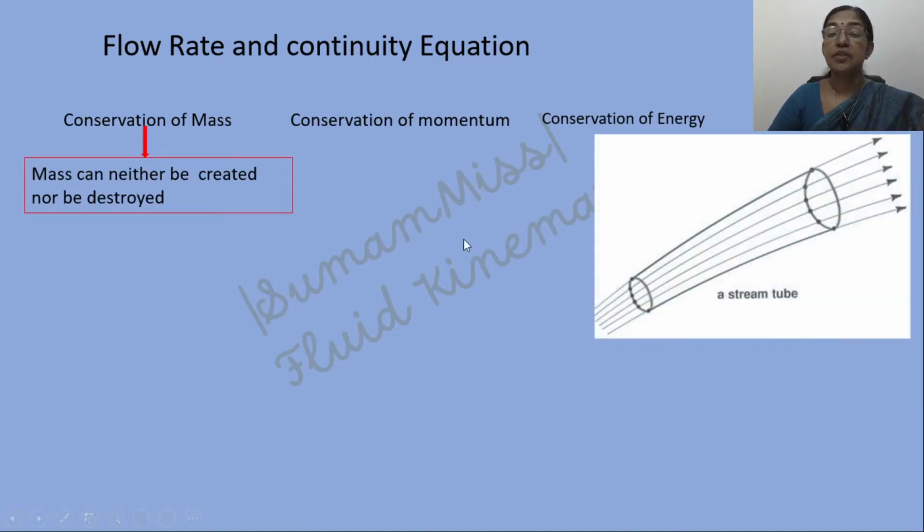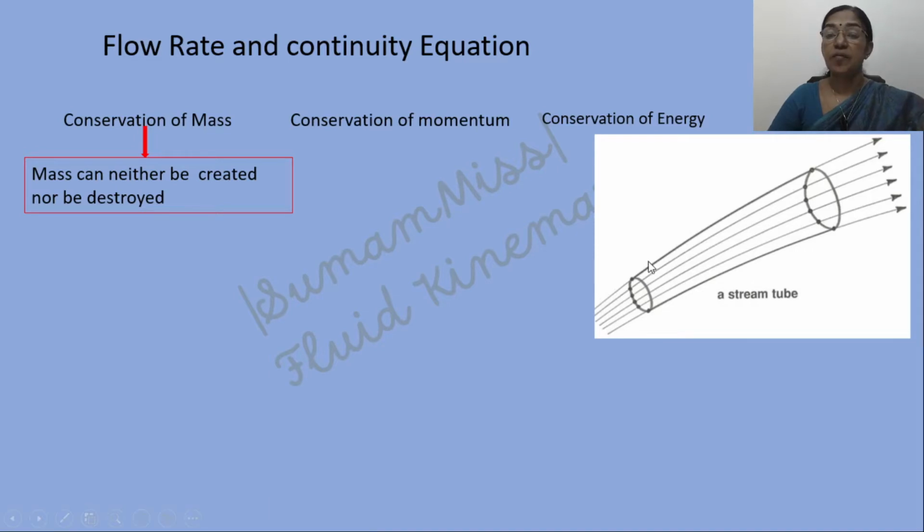Consider a stream tube in the flow field. What is a stream tube? A stream tube is an imaginary tube which is composed of streamlines passing through a small closed curve. What is a streamline? A streamline is an imaginary line which we can draw in the flow field in such a way that the tangent to it at any point gives the direction of the velocity.